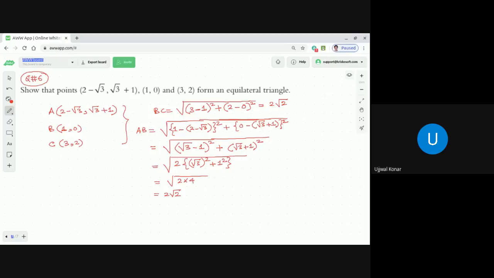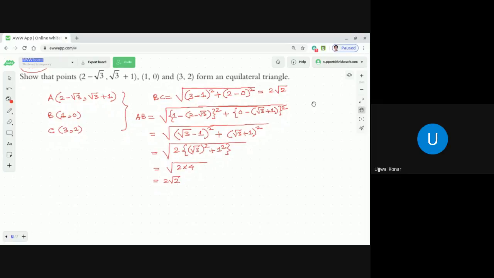At least so far we are able to prove it is an isosceles. Now, next we need to prove what is the value of AC. So to find the value of AC, dear students, what are we going to do? AC is equal to square root of x coordinate of the point C, that is 3, minus x coordinate of the point A, that is 2 minus root 3, whole square.